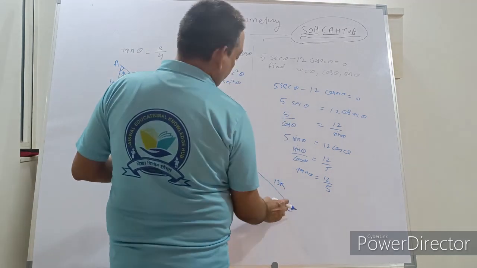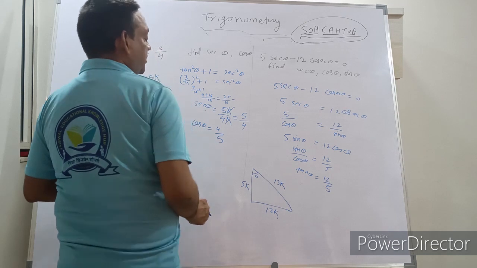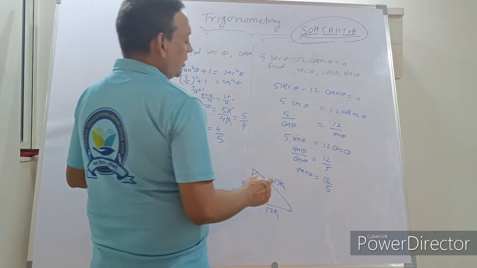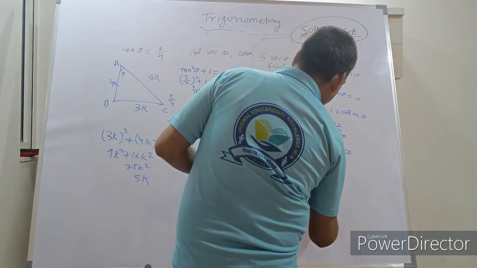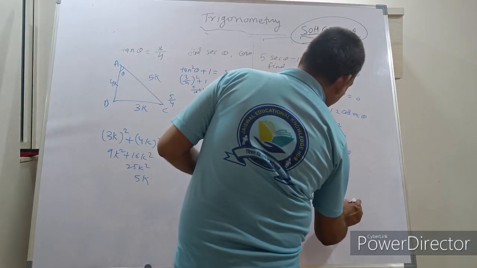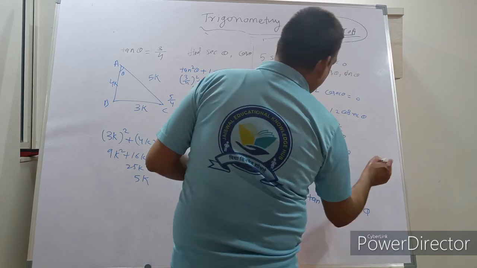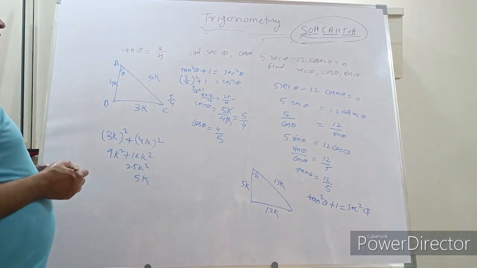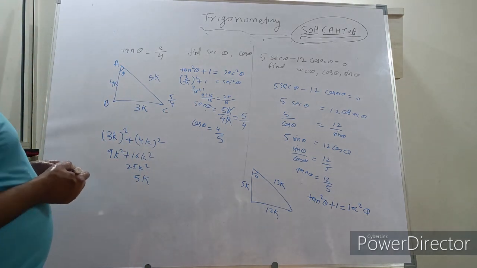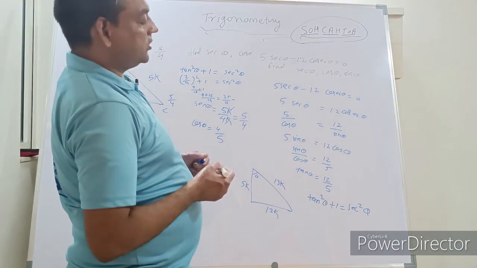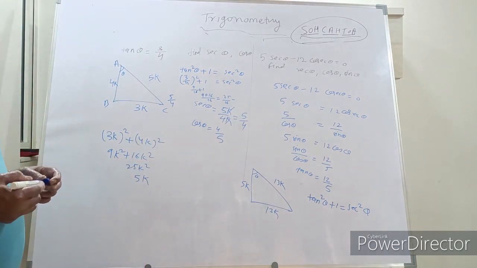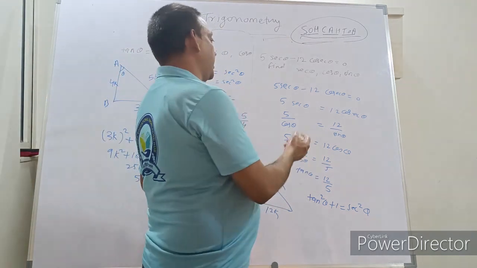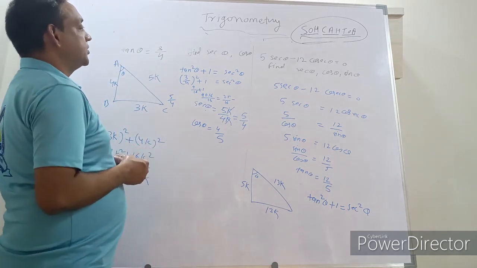Sine will be opposite over hypotenuse, that is 12k upon 13k, that is 12 upon 13. So you can do it by using the triangle method, or you can use the formula tan square theta plus 1 is equal to sec square theta. Again substitute the 12 upon 5 the whole square plus 1, so LCM becomes 144 plus 25 upon 25, 169 upon 25, that becomes 13 upon 5. So the sec value will be 13 upon 5, then you can find out the remaining. So this way we can solve.